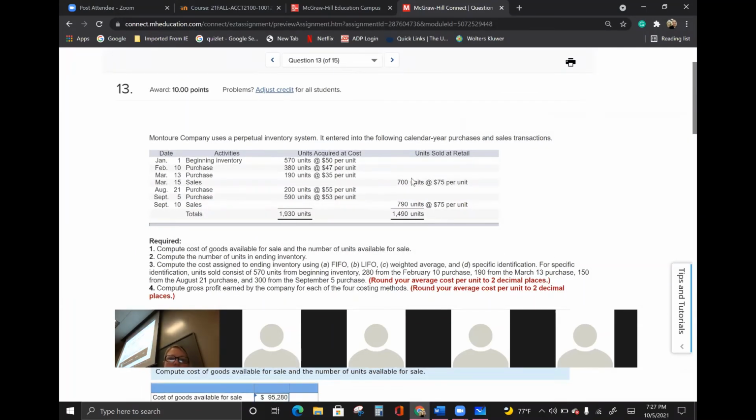Okay. So we have perpetual inventory system. We have our activities here. It's got a beginning inventory. When we purchase, when we sold, we have 2 purchases and then we sold. So this is basically doing the same thing, but I think it's laid out a little bit different.